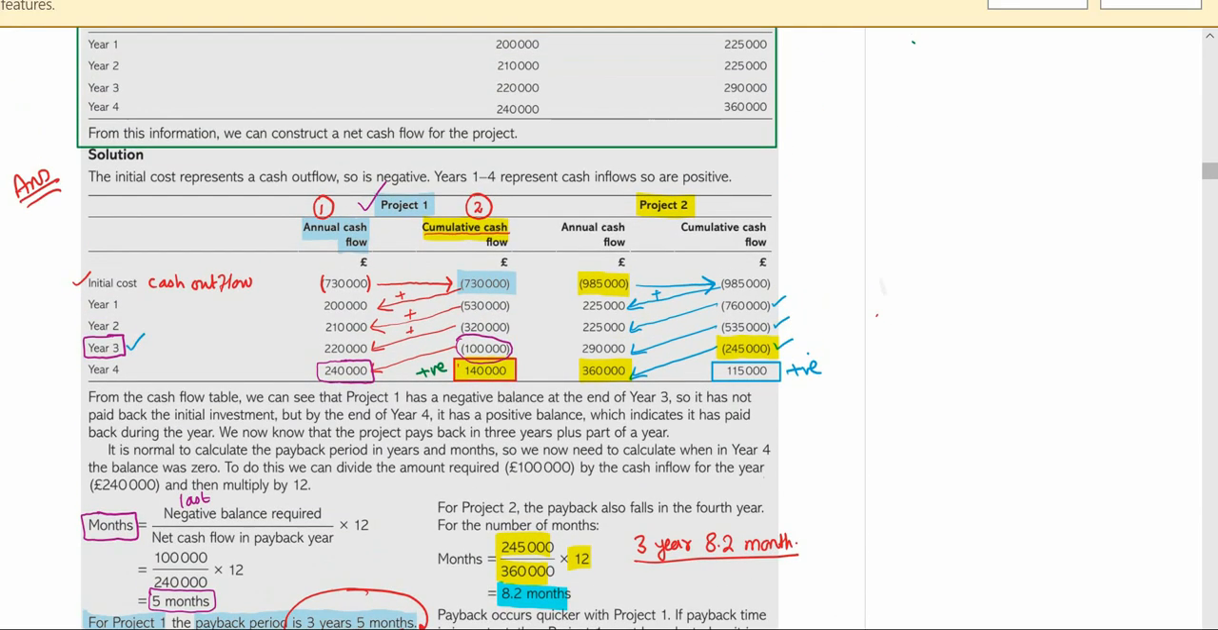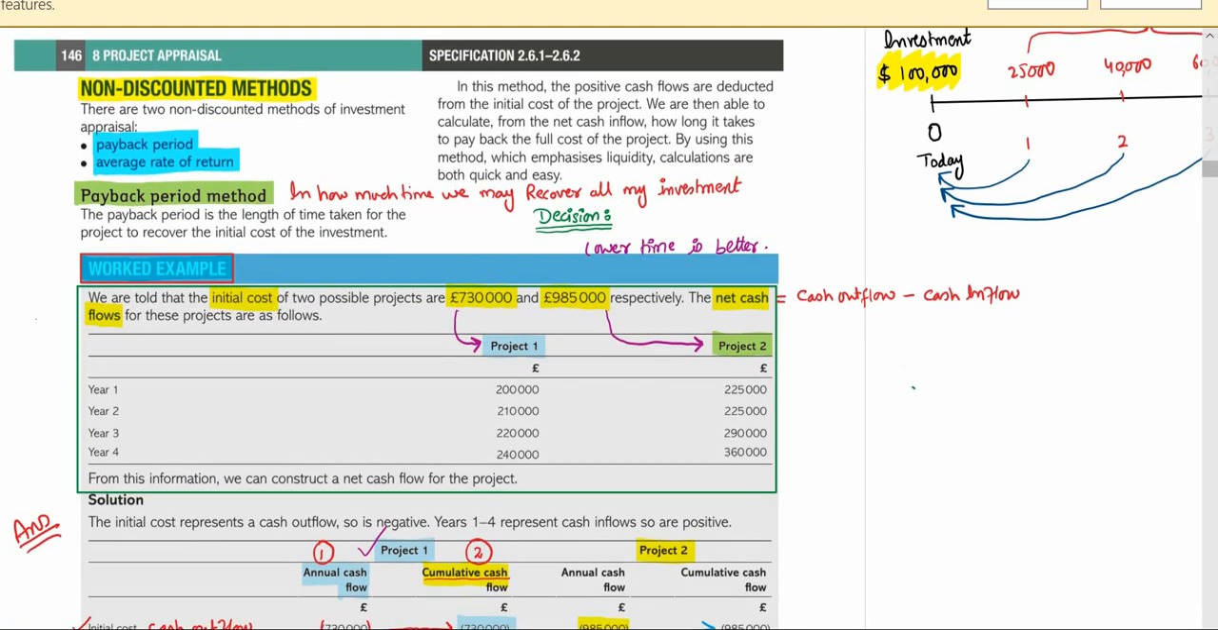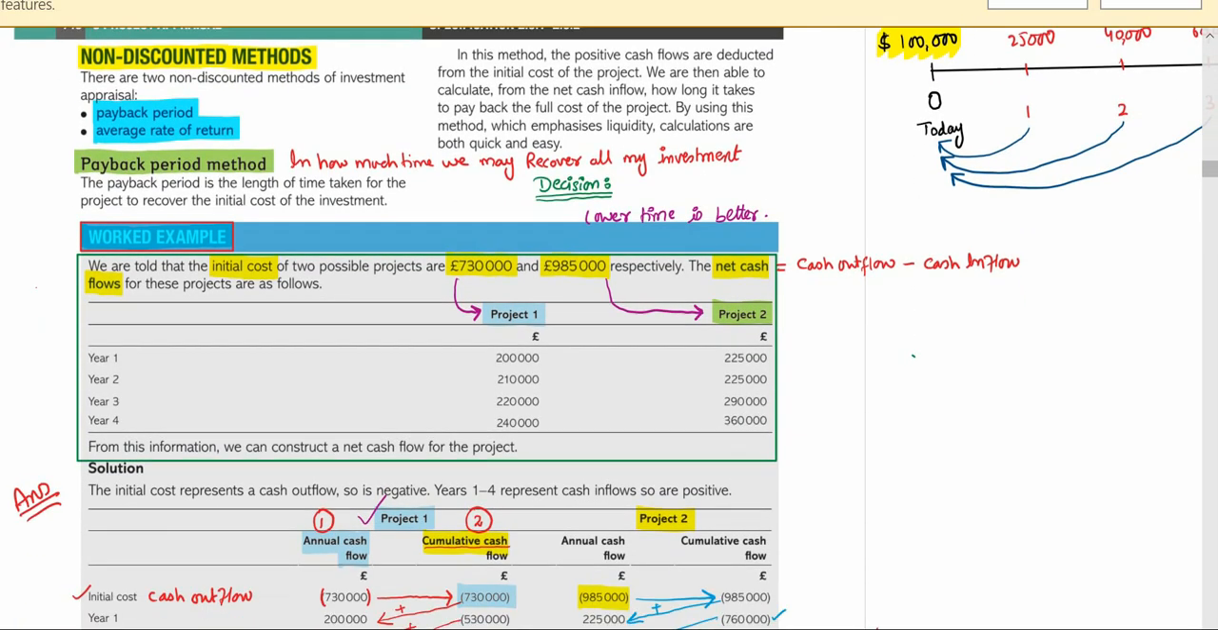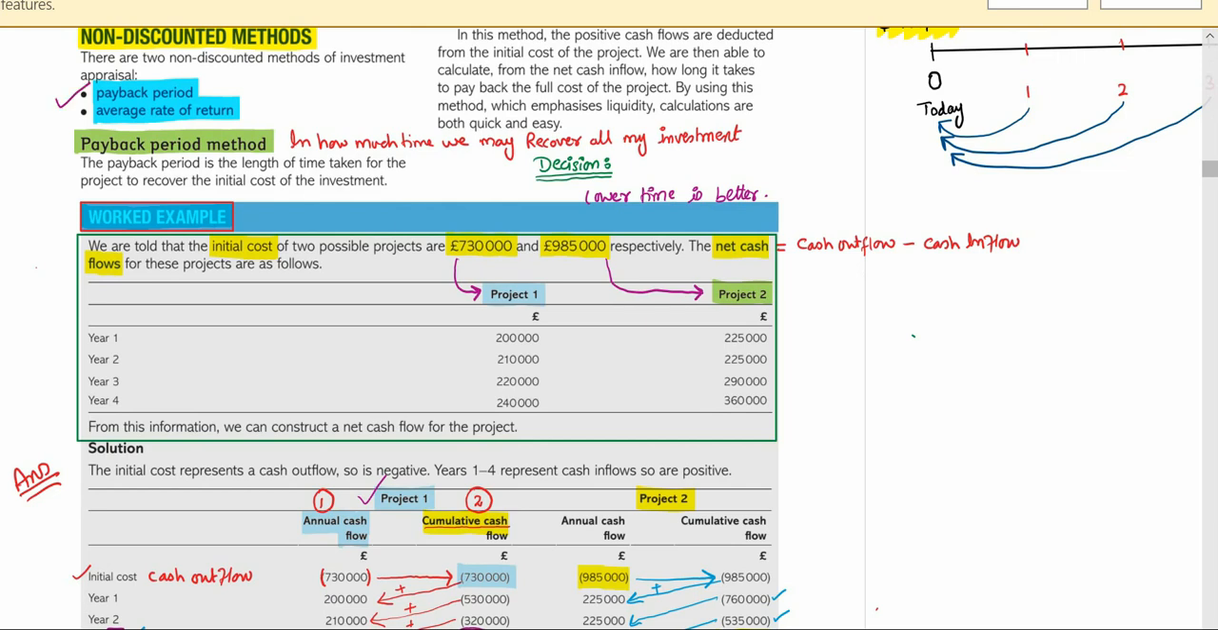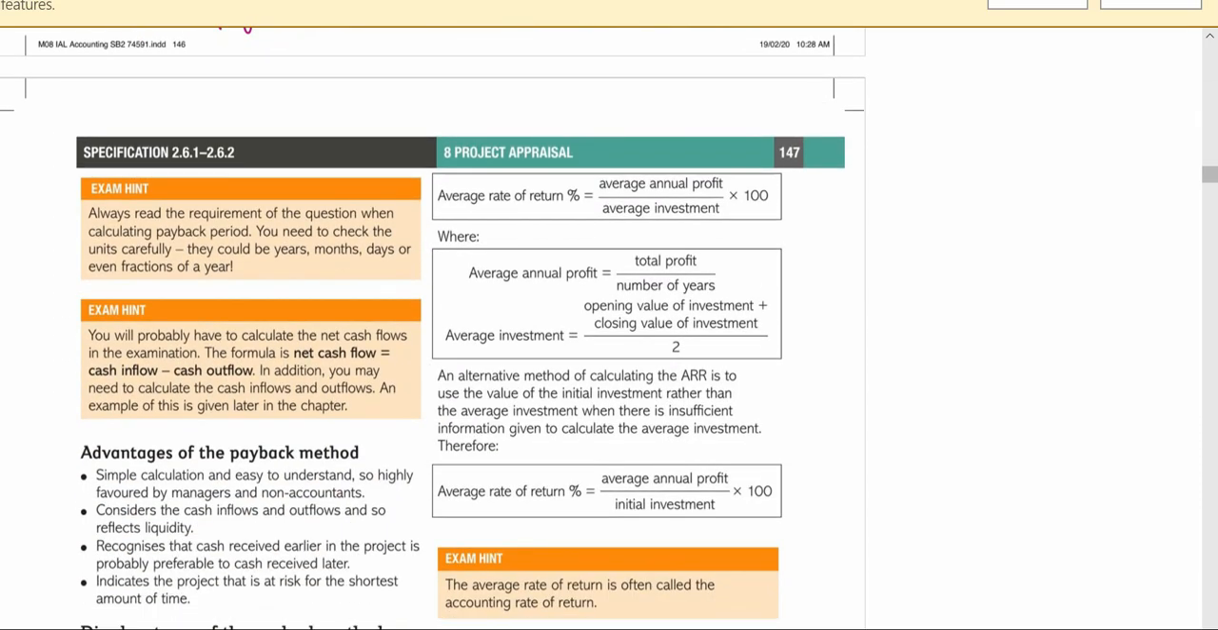Okay, so now the next part. This is the last for this class, and the next we will do in the next class. So we are done with the payback period. Now the average rate of return. Okay, so what is the average rate of return? Let's discuss the average rate of return.